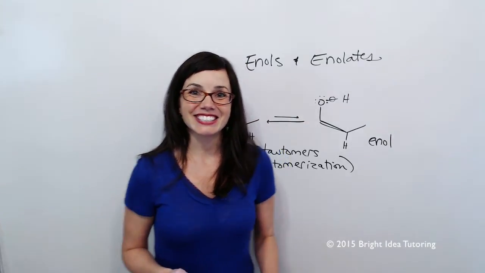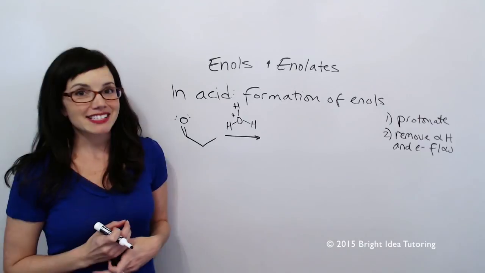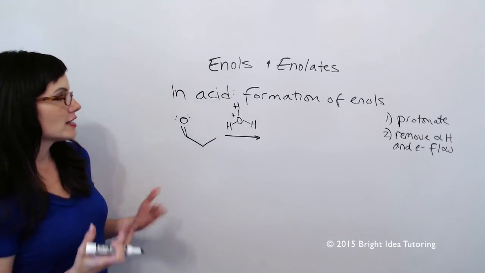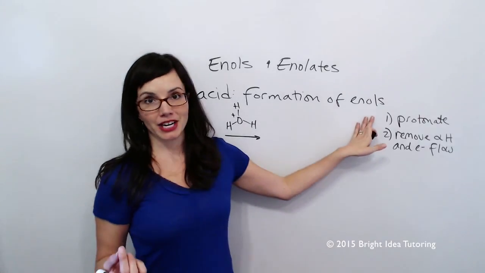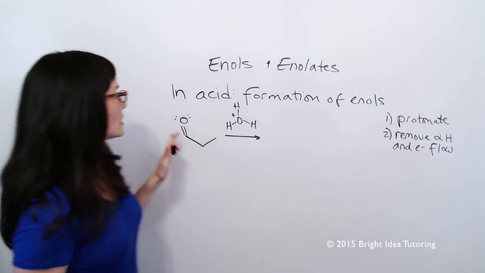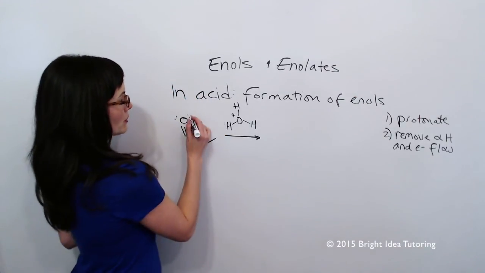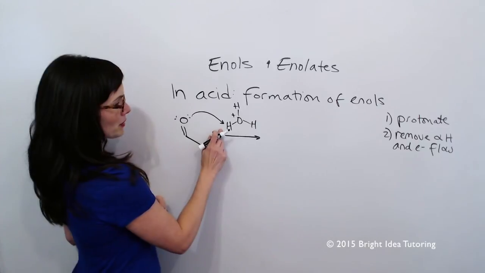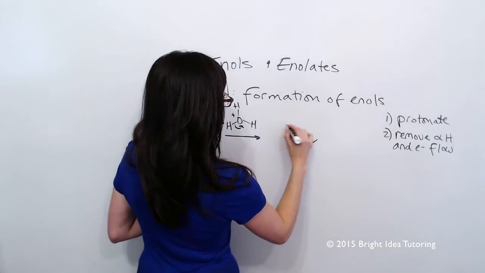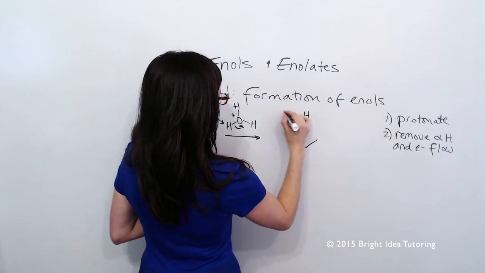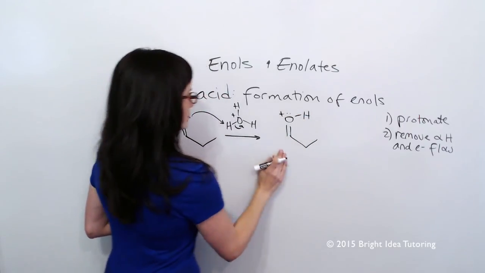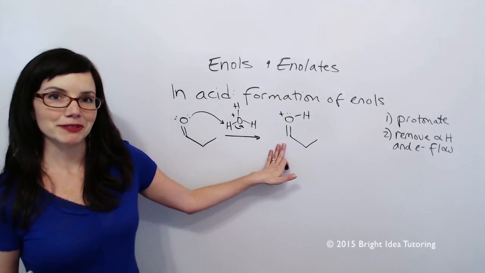So let's get started. In the presence of acid, we're going to form an enol. So the first step in this process is protonation. And of course, we always protonate the carbonyl. So we're going to show our carbonyl O going out to grab a proton. And here's our protonated carbonyl.